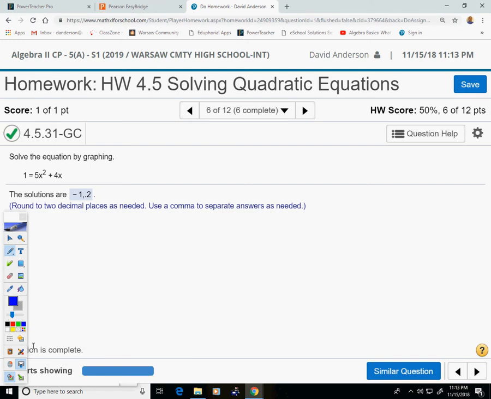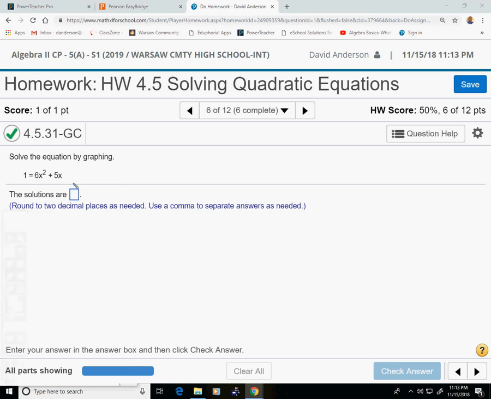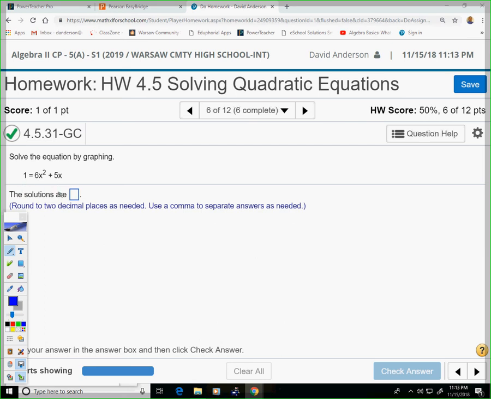Okay, so this one says solve the equation by graphing. First, I want to solve this algebraically. And then Monday we'll take a look at how we solve this by graphing, using our graphing calculator. All right, so first thing again, what I want you to do is get everything on one side of the equation and leave a 0 on the other side of the equation. So subtract this 1, subtract this 1 here, and I'm left with 0 equals 6x squared plus 5x minus 1.